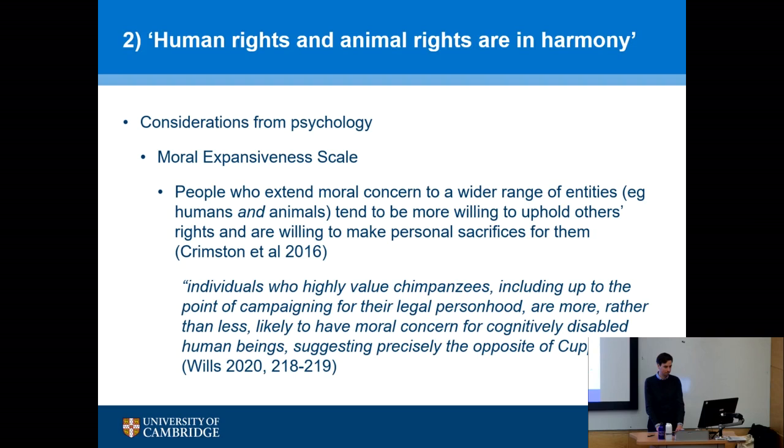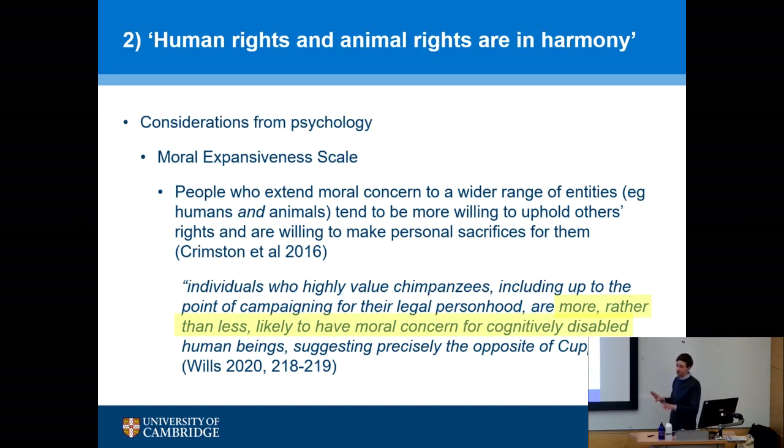Now, Joe Wills, Brian tells me that apparently the piece you'd have to access from the electronic deposit, so somewhere from a university computer, but the university should have access to it. He draws some conclusions from that, specifically responding to Kopp, and Will says: it turns out then, individuals who highly value chimpanzees, including up to the point of campaigning for their legal personhood, such as the Non-Human Rights Project, are more rather than less likely to have moral concern for cognitively disabled human beings, suggesting precisely the opposite of Kopp's fears.